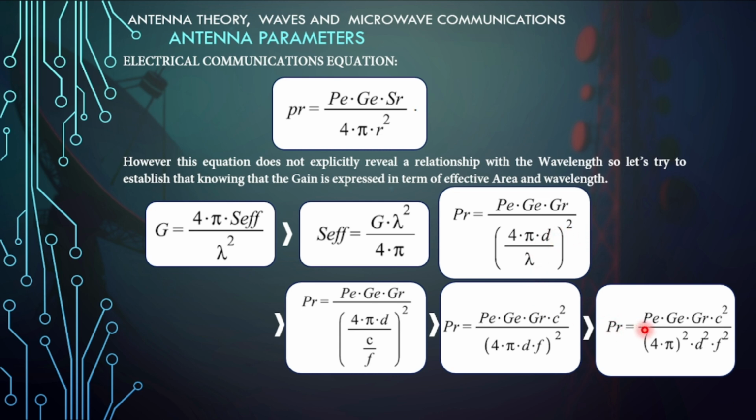So the received power is equal to the emitted power times the emitted gain, which is the transmitting antenna directivity, times the receiving antenna gain, times c squared, which is the speed of light squared, divided by 4 pi squared times d squared times frequency squared. D, of course, being what? Being the radius of the antenna.